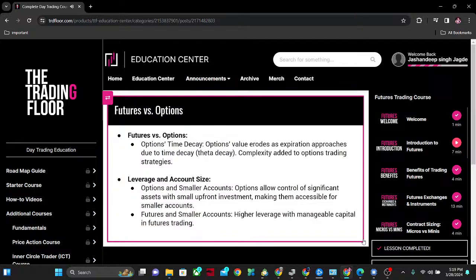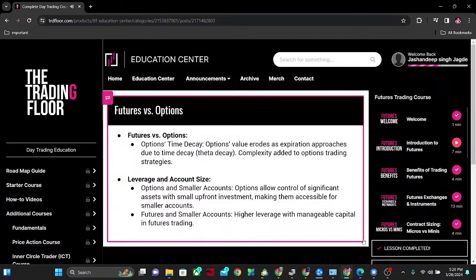Another example, leverage and account size. Leverage and accessibility play an integral role in both futures and options markets. Options and smaller accounts. Options contracts allow traders to control a significant underlying asset with a smaller upfront investment. This characteristic makes options trading accessible for those with smaller trading accounts, enabling participation without expensive capital.